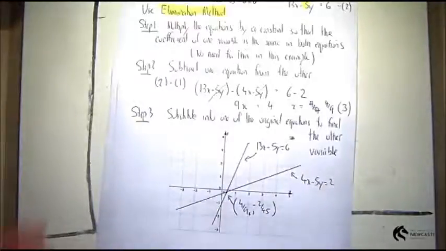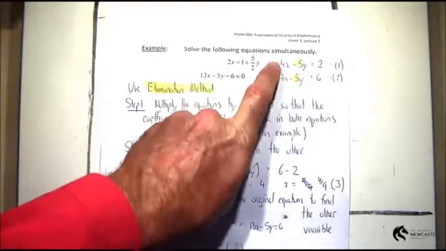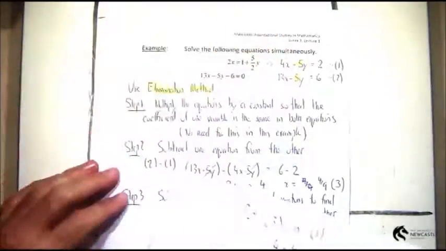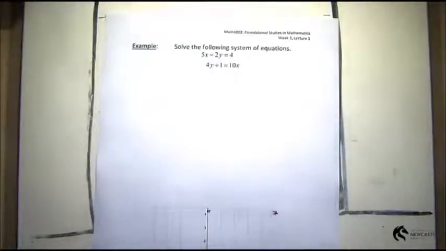But let me go back and just summarise a little bit. With the substitution method, I would have made y or x the subject of one of those. In the elimination method, I get the coefficients of one of the variables to be the same. That's essentially the difference between the two methods. As I say, I don't care which method you use.